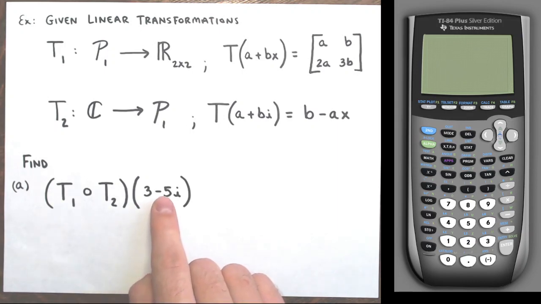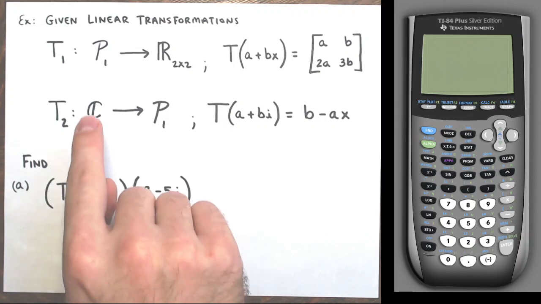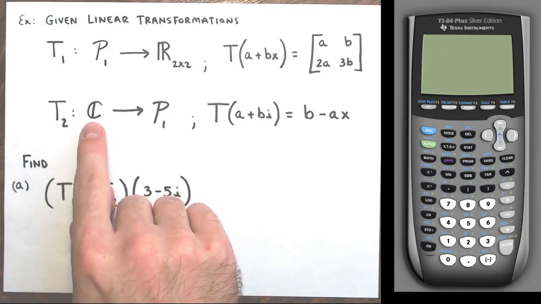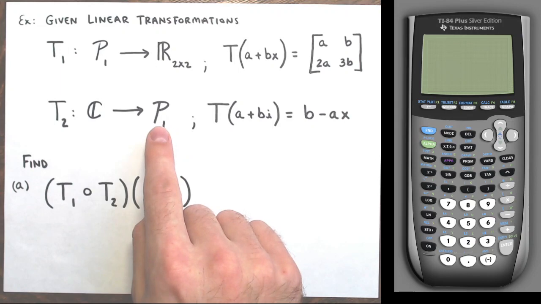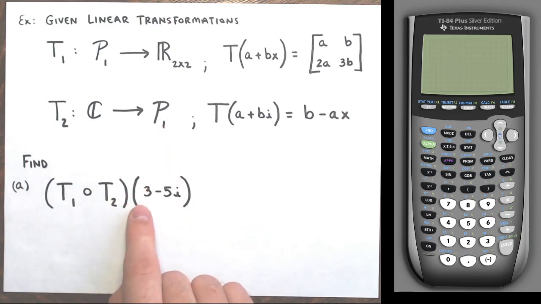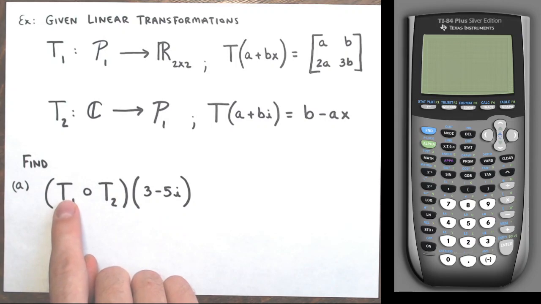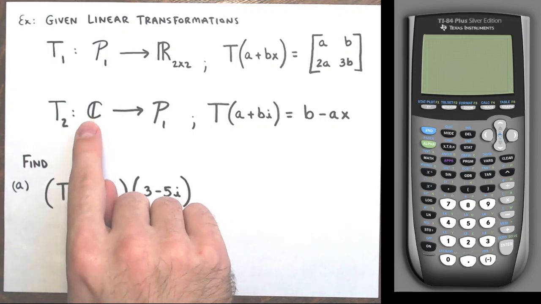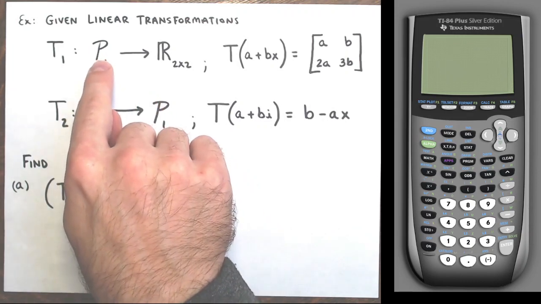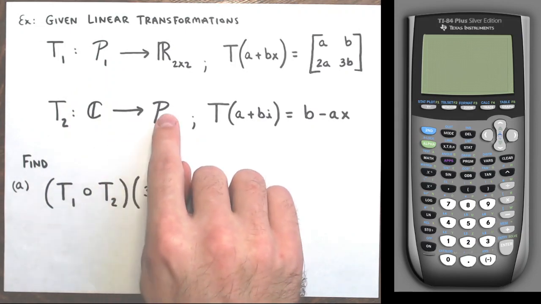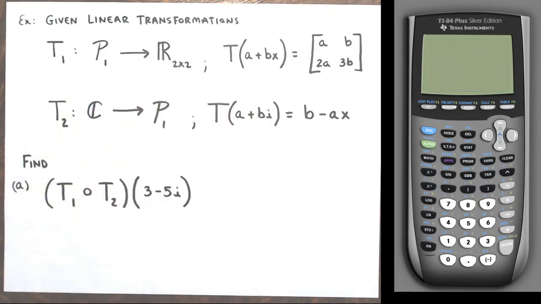If you plug a complex number into T2, well, first you can do that because the domain of T2 is the complex numbers. The output is going to be a polynomial of degree 1 or less. And then I take that output, whatever this is, and I plug it into T1. Can I do that? Well, yes. See how the codomain of T2 is the same as the domain of T1. So when I get an output from T2, I can plug it in to T1 because it's part of the domain. So this is totally a valid expression I have here.